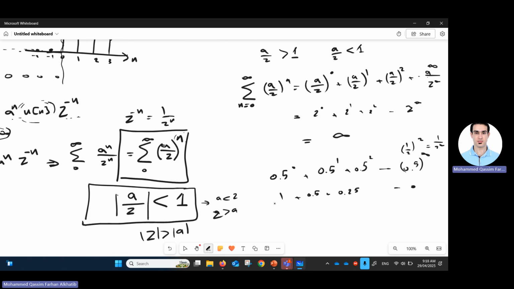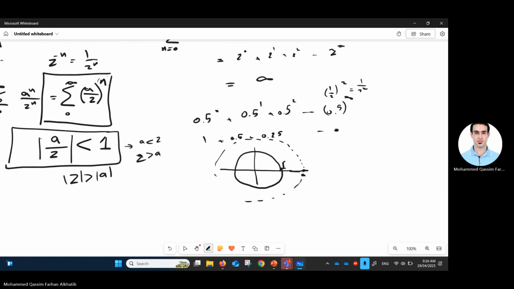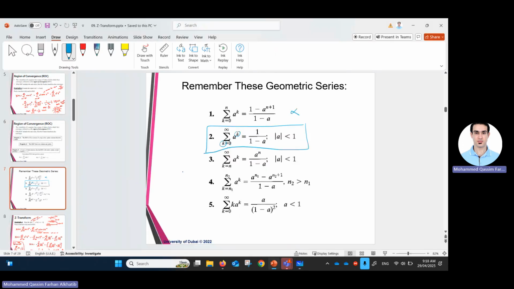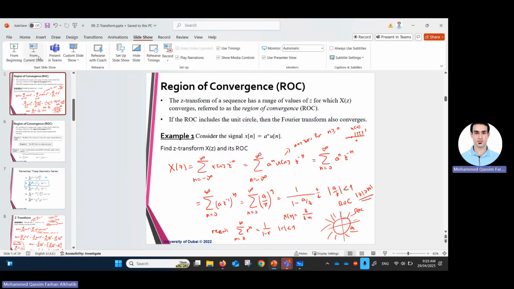So if you want to apply it to the unit circle, I have my unit circle here. This is 1, and a could be any value here. So this is a. So we draw a circle with a radius a. And we said z should be larger than a. So that's the region of convergence. Okay, we can go back to the slides and visit the same concept. We're just going to repeat what I just said.